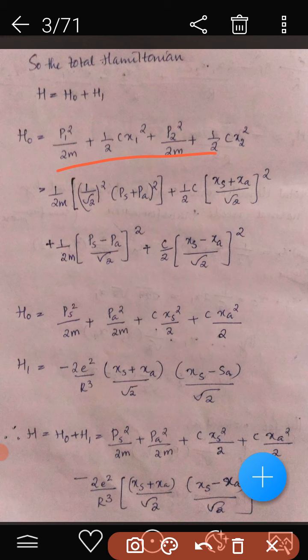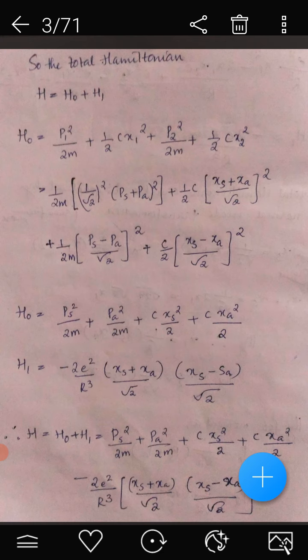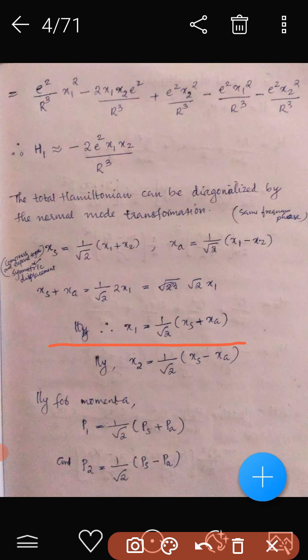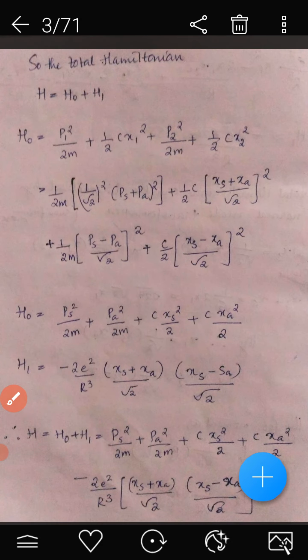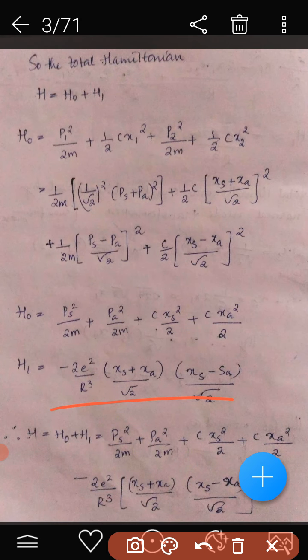I substitute in H0, and we get terms like this: H0 is equal to ps square by 2m plus pa square by 2m plus c into xs square by 2 plus c into xa square by 2. And what is H1? We already found the value of H1, that is minus 2 e square x1 x2 by r cube. So I substituted x1 and x2 here, and we get H1 is equal to minus 2 e square by r cube into (xs plus xa) by root 2 into (xs minus xa) by root 2.